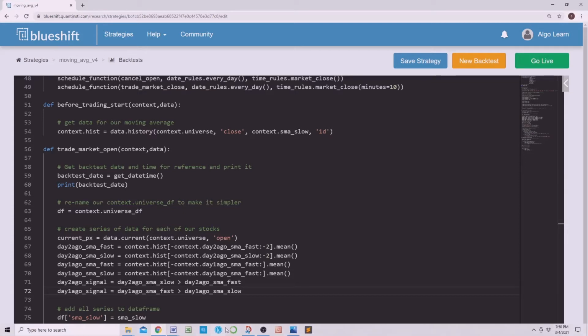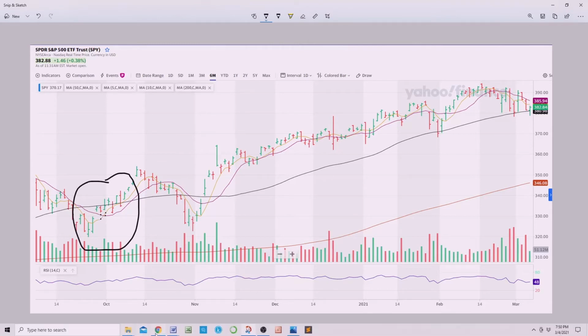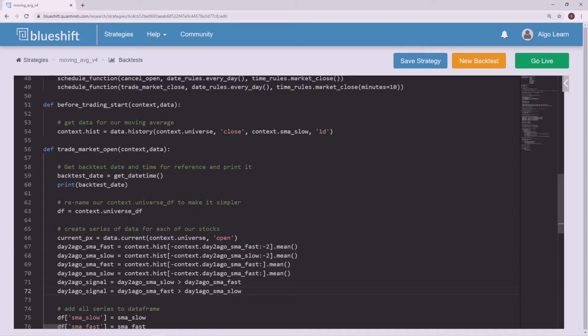If we want to go back to our chart, here it is, our day 2 ago, which are these 2 data points right here. We're comparing them both, and here it is. The slow is actually greater than the fast. So that will give us a true. So in our chart right there, if we were just using SPY and we came across that day 2 ago data, that would be true.